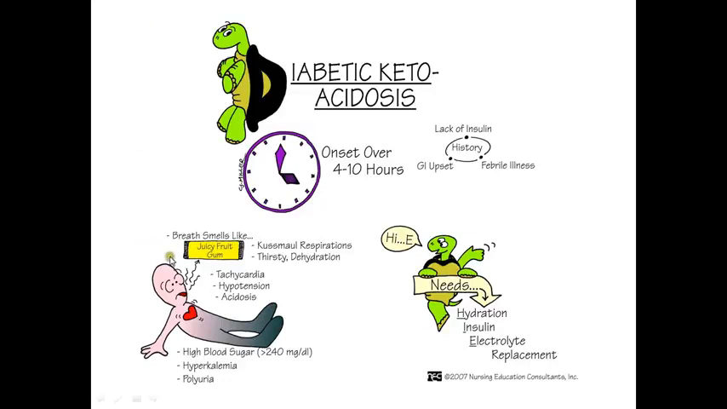of diabetic ketoacidosis. Breath smells like juicy fruit gum, or this is called Kussmaul respiration. Breath smells like juicy fruit gum. That is called the ketotic smell. And there will be Kussmaul respiration. Patient will be thirsty, dehydrated, tachycardia, hypotension, and acidosis will be there. When you will do blood tests, you will see a high blood sugar, which is more than 240. There will be hyperkalemia and there will be polyuria.